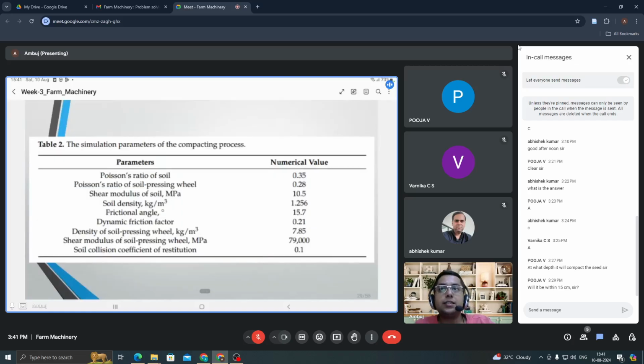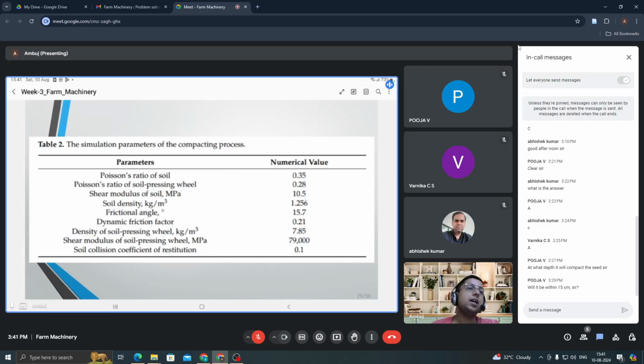Then we will be able to get the simulation parameters, as we have got in this particular table. What would be the Poisson's ratio, the shear modulus, soil density, dynamic friction factor? From these values, I would be able to have an idea of how my device or my particular implement is performing in various soil conditions.